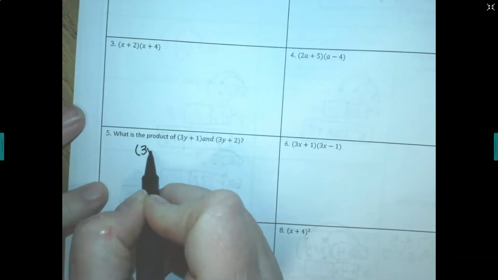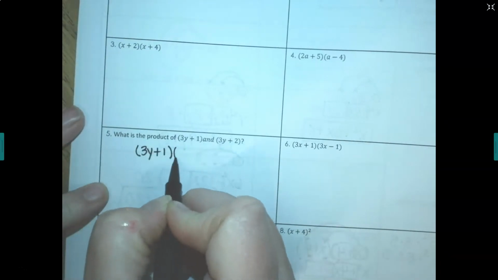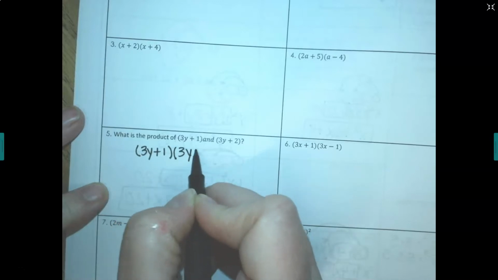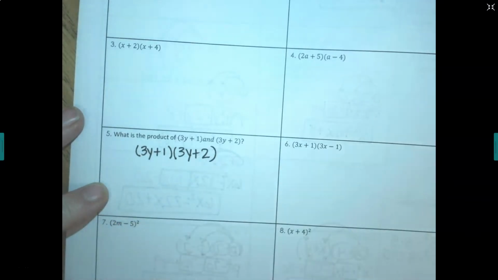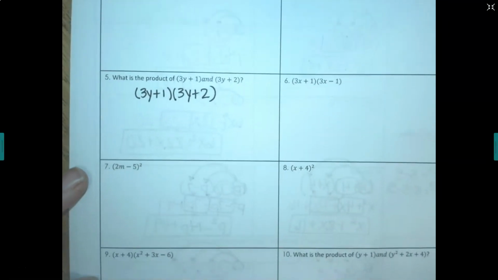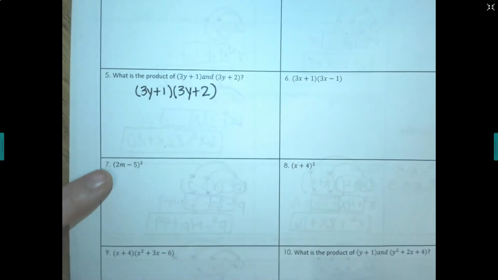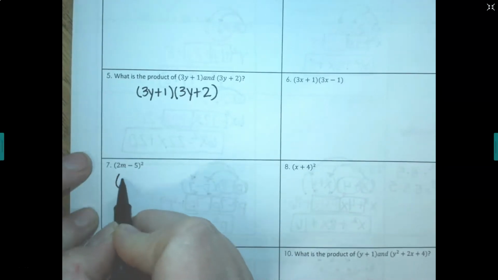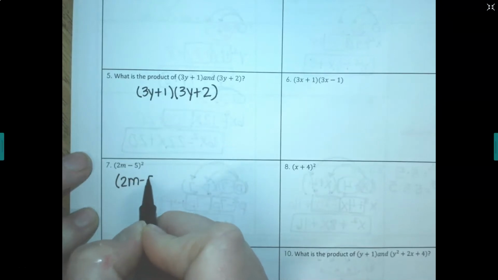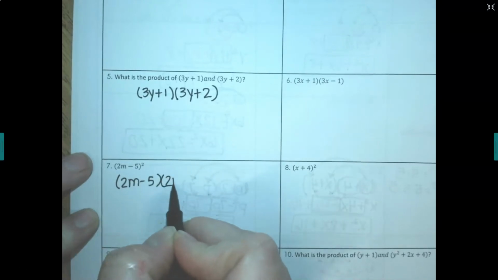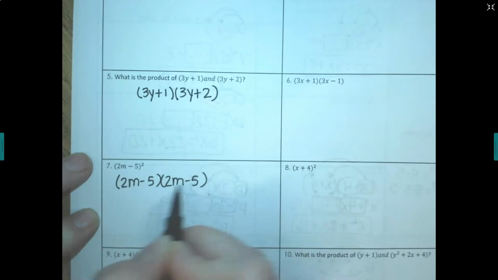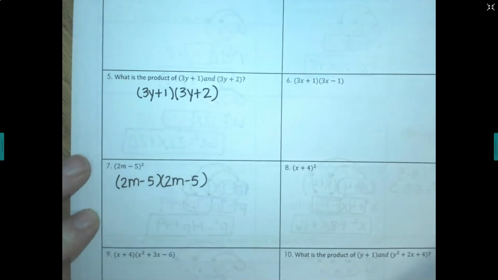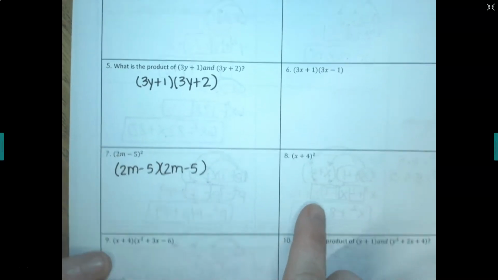What this sentence says to do is take 3y plus 1 times 3y plus 2. Now you're going to have to multiply them out. Okay? Then I want to remind you, if you see the parenthesis with the 2 on the outside, it's saying write that parenthesis twice. So there it is once, and there it is twice. And then you're going to distribute. Same will happen on this one.